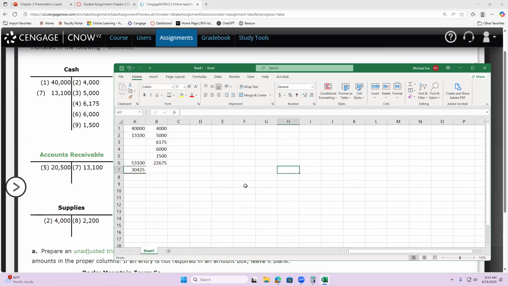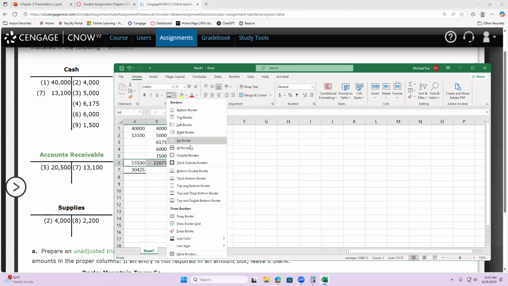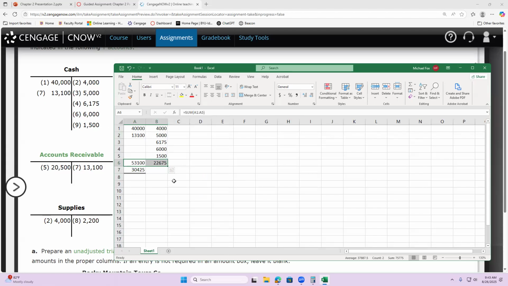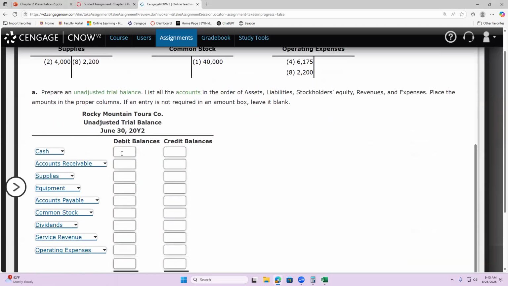Anybody else do it? I got 30,425. All I did was I added up the debit side. This is the cash account. And then I added up the credit side, got the balance of those. And then I subtracted the smaller side, which was the credit side, from the debit side, leaving me with a debit balance of 30,425. So then I'm just going to come on here and put 30,425. That's the debit balance of my cash account.